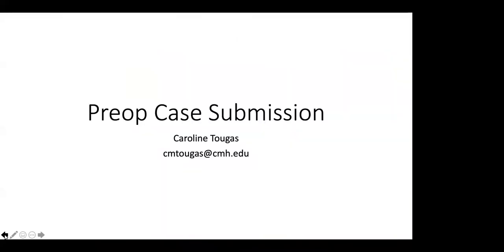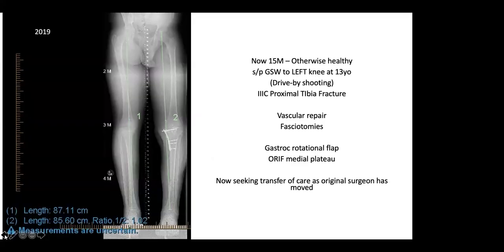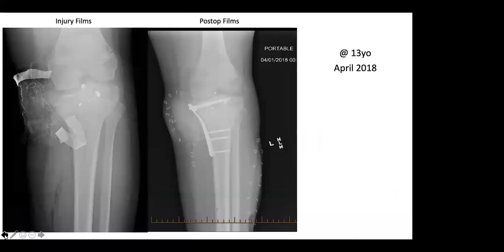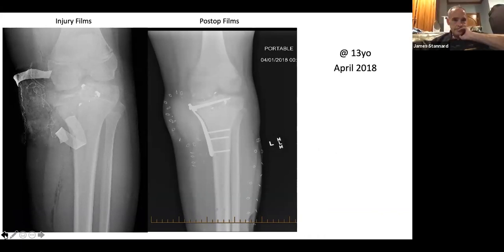Okay, let's look at another case here. It kind of ties into this case that we just saw, which was the medial osteotomy, and it's going to tie into our next case. So this is a pre-op case of someone who's now 15, who at the age of 13 was shot in the left knee in a drive-by shooting with a vascular injury and a proximal tibia fracture, who had vascular repairs, fasciotomies, a rotational flap, and repair of the medial plateau. And now they're seeking transfer because they're not able to take care of this. And this is where things are in April of 2018.